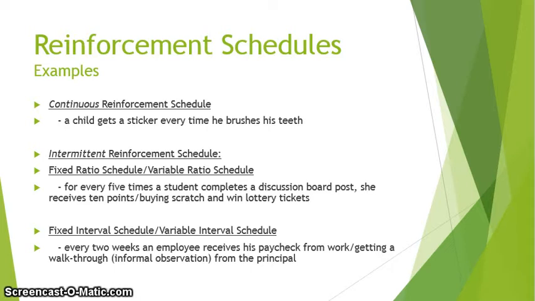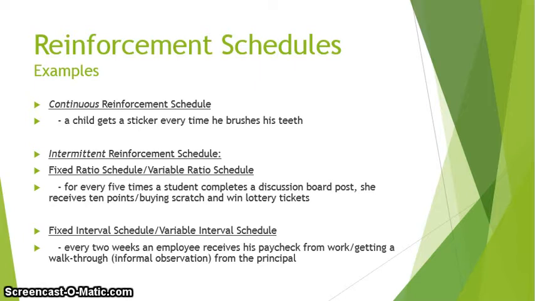Next, we have fixed interval schedule and variable interval schedule. An example for fixed interval is every 2 weeks an employee receives his paycheck from work. So it's fixed, he's getting that dollar amount, and the interval is 2 weeks.